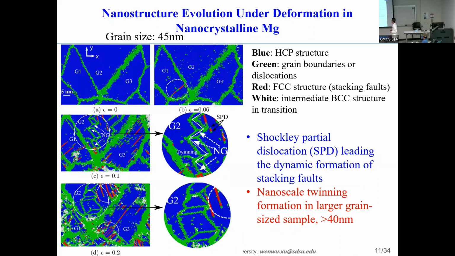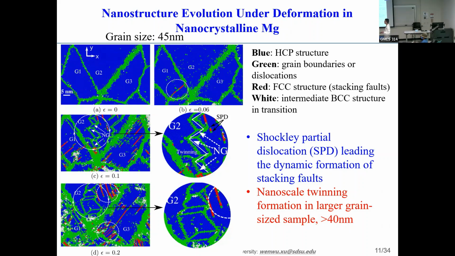Now, if we take a closer look, in addition to the dislocations that are generated, what is interesting is we also observed some nano twinning, which is interesting because in the experiment, the formation of nano twinning is also observed. What is more interesting is that in the very small grain size of nanocrystalline materials, nano twinning is not that often seen. In fact, it's very rare in a small grain size, but in a relatively larger grain size model, like 45, 50 nanometer, or 40 nanometer, we see lots of nano twinning formation during the deformation.